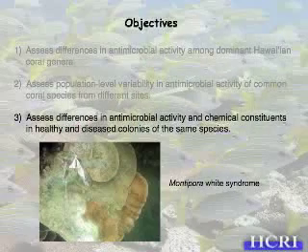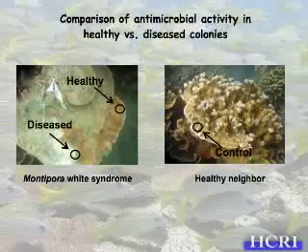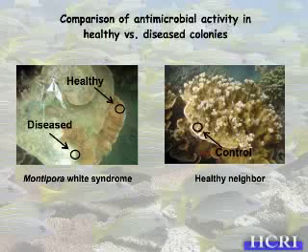So the last question, or the last objective we had, was to look at differences in antimicrobial activity and chemical constituents between healthy and diseased corals. And we were working with Montipora, which in Kaneohe Bay at least is susceptible to Montipora white syndrome, which Greta is now following up on. And we looked at the diseased tissue on the diseased corals, the healthy tissue on the diseased corals, and nearest neighbor healthy colonies, and that was our control tissue. And so we had a couple of different comparisons.